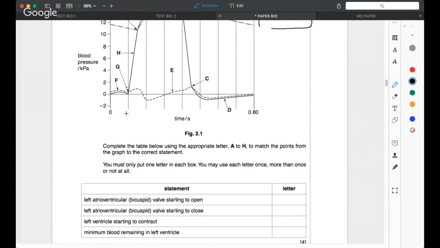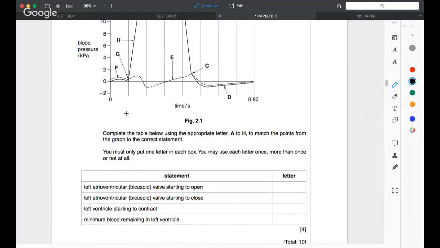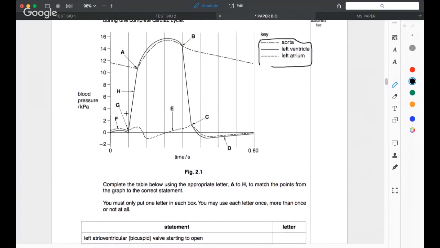Left ventricle starts to contract. And that's G as well? Yeah, good. Blood remaining in left ventricle. B. Why? Because that's the moment that ventricular systole stops. Good, yeah, so all of the blood is emptied to the aorta at that point.